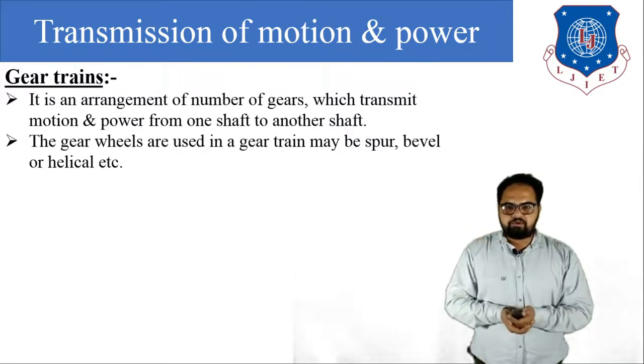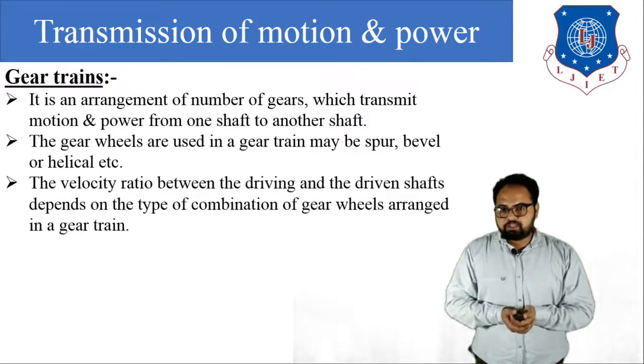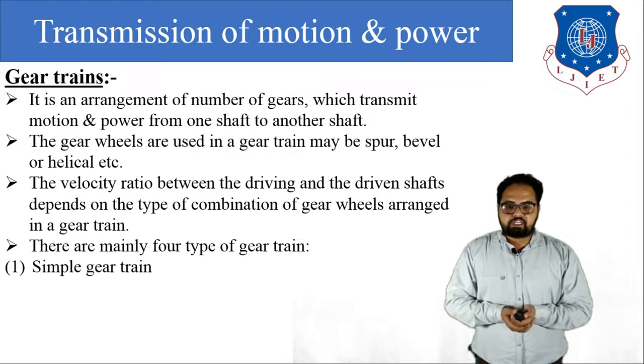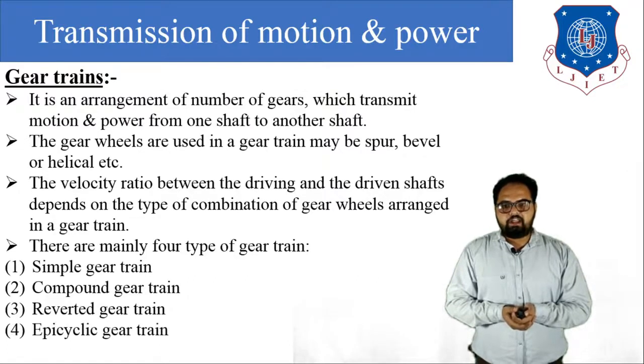helix angle. Okay. So the velocity ratio between the driving and driven shaft depends upon the type of the combination of the gear wheels arranged in the gear train. There are mainly four types of gear train. The first one is simple gear train, the second is compound gear train, the third is reverted gear train and the last is epicyclic gear train.